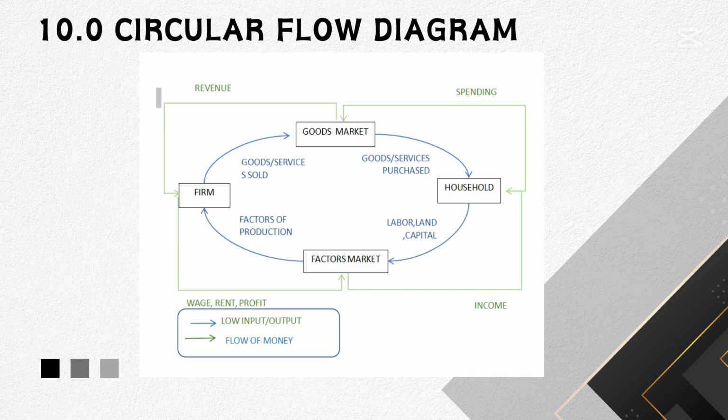And then we have the importance of the circular flow diagram. It helps illustrate the interdependence of economic agents, highlights how resources circulate in the economy, and shows the balance between injections, such as investment, government spending and export, and leakages, such as saving, taxes and import in an open economy.